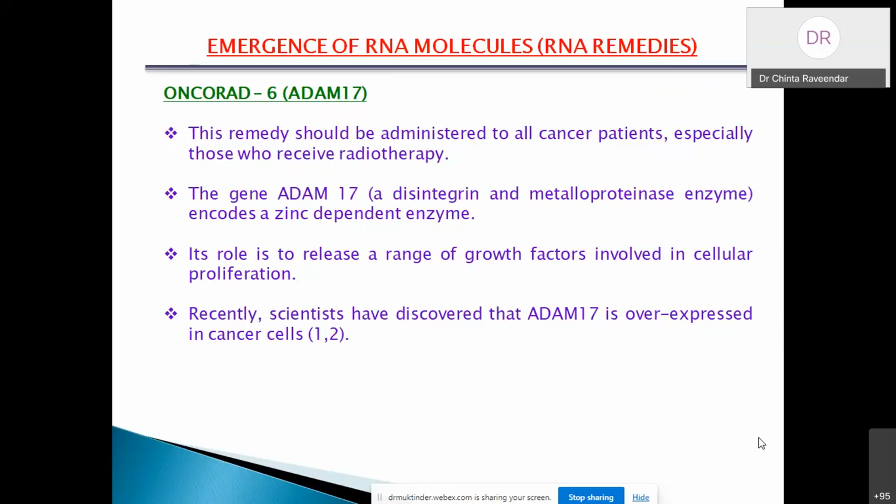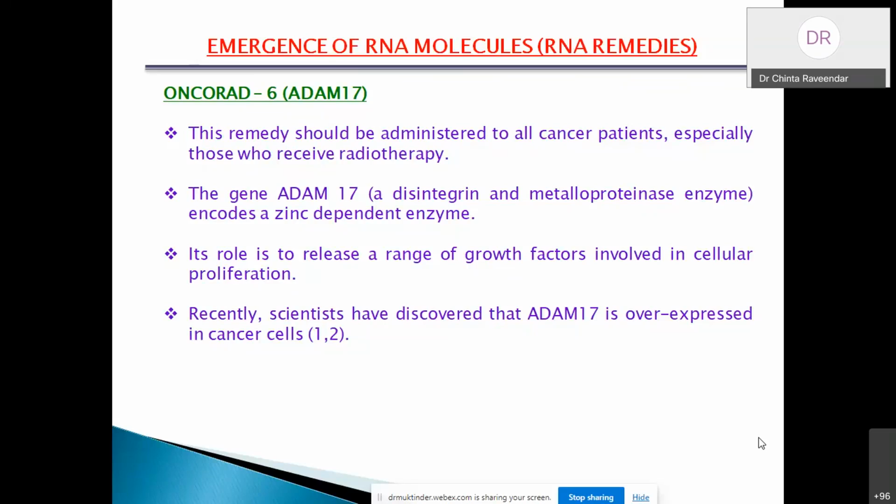See how wonderfully we can use radiotherapy; one has to decide with the knowledge of this. The gene ADAM17, a disintegrin and metalloproteinase, encodes a zinc-dependent enzyme. Its role is to release a range of growth factors involved in cellular proliferation. Recently, scientists have discovered that this ADAM17 gene is overexpressed in cancer cells.